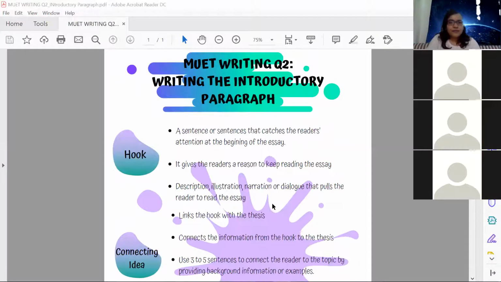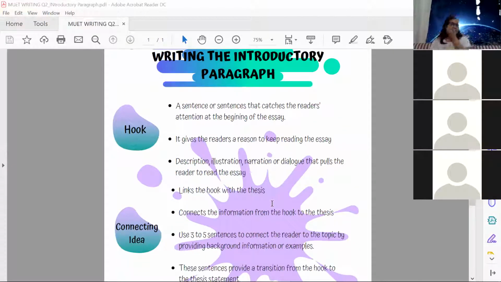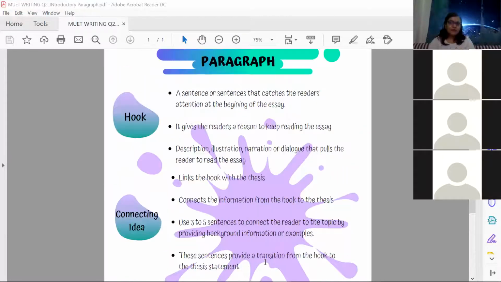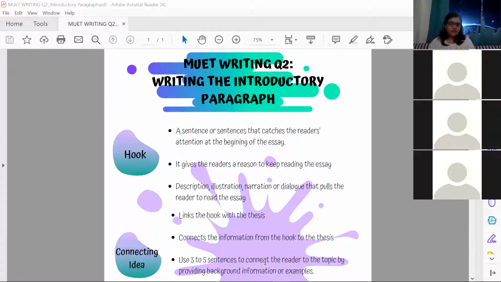Okay, this one. Now, all of you are very confused. I mean, not everyone, but most of you are confused about this structure, the hook, the connecting idea, and the thesis statement, right? So my question, what do you think is the hook? Anyone? A sentence that wants to attract readers. Okay, a sentence that attracts the reader. You basically know what hook means. Now, besides in these notes, where else have you heard of the word hook?